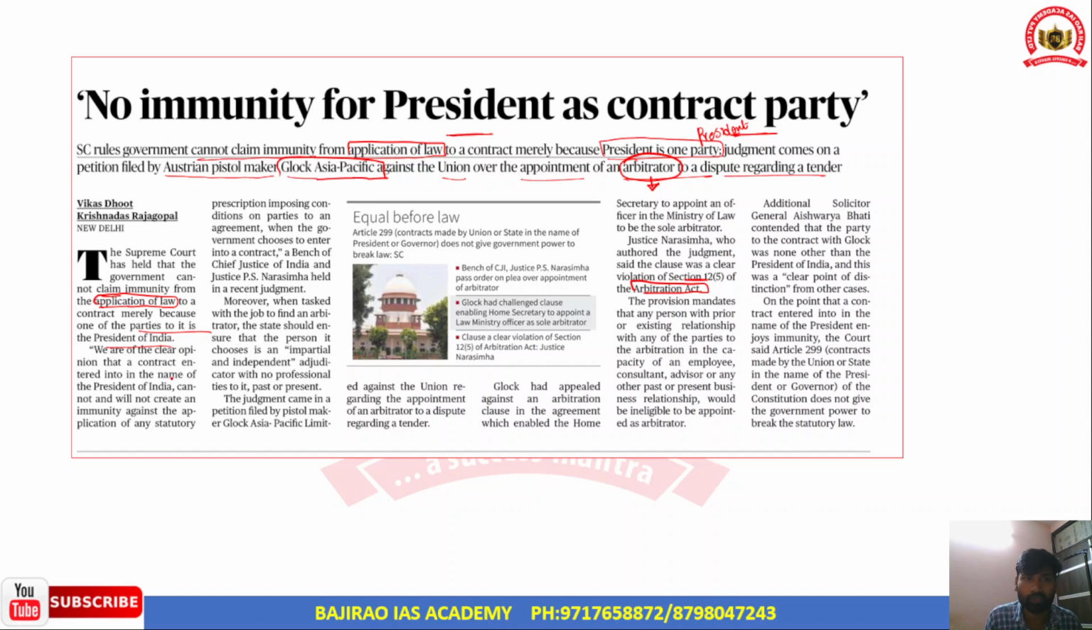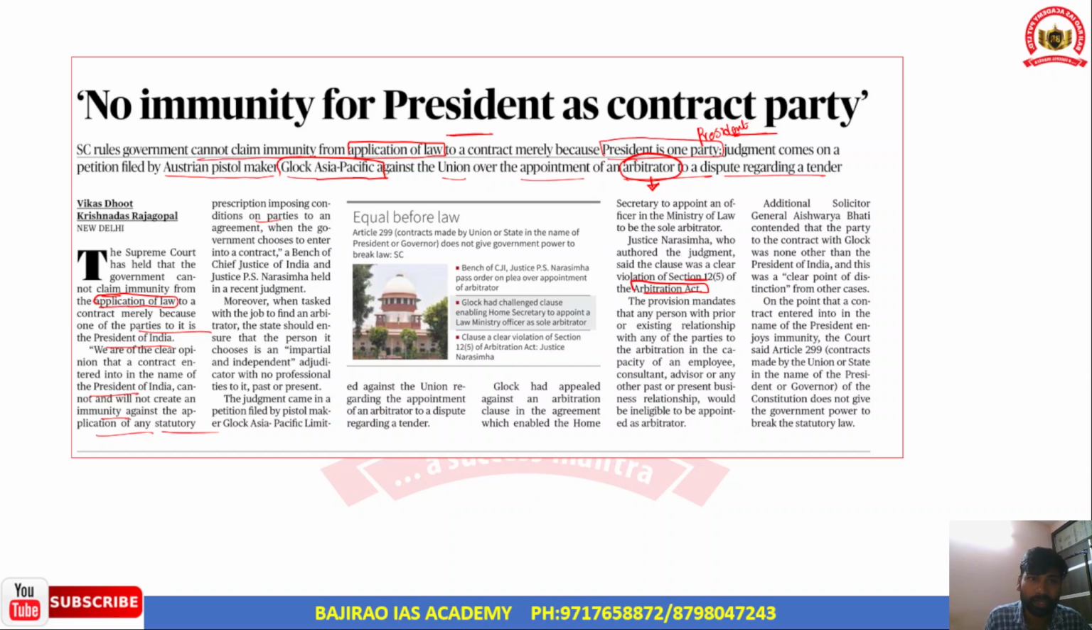And the Supreme Court also has the clear opinion that a contract entered in the name of the President of India cannot and will not create an immunity against the application of any statutory prescriptions imposing conditions on parties to the agreement. So when the government chooses to enter into a contract and the contract is taken in the name of the president, even though it is taken in the name of the president, the contract will not enjoy any immunity from the law.